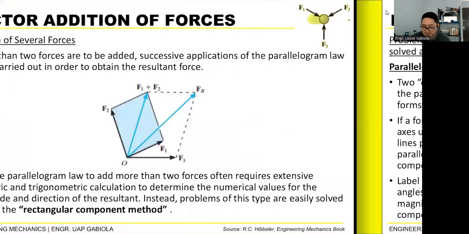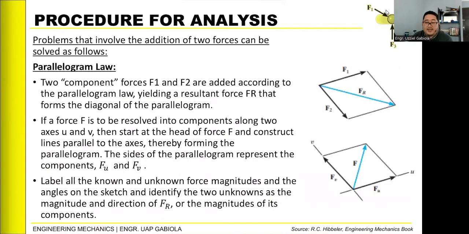So, procedure for analysis. These are the steps we can use in order to solve for our missing values. Problems that involve the addition of two forces can be solved as follows. By parallelogram law, if we have two forces, we construct the parallelogram to get FR. And then once we have FR, we can now use the sine law or cosine law.